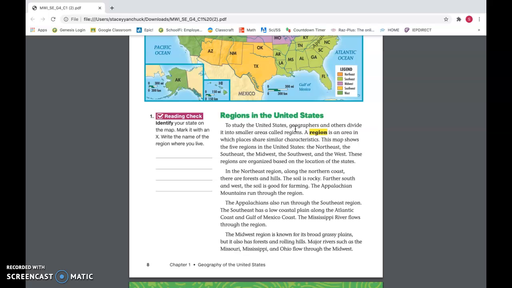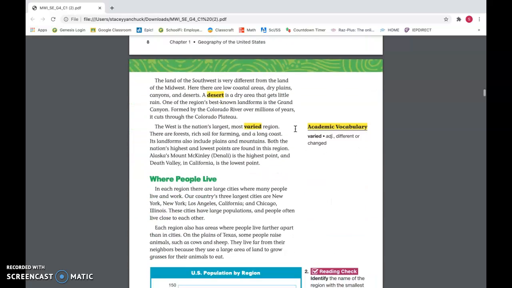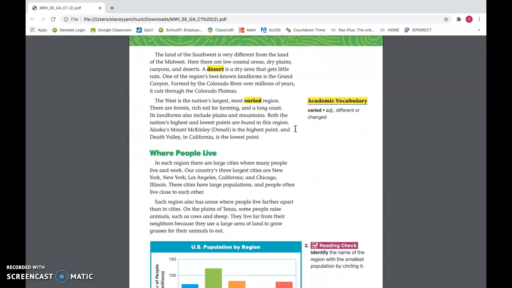The Midwest region is known for its broad, grassy plains, but also has forests and rolling hills. Major rivers such as the Missouri River and Ohio River flow through the Midwest. The land of the Southwest is very different from the land of the Midwest. Here, there are low coastal areas, dry plains, canyons, and deserts. A desert is a dry area that gets little rain. One of the region's best-known landforms is the Grand Canyon, formed by the Colorado River over millions of years as it cut through the Colorado Plateau. A lot of these things should sound quite familiar because we talked about landforms in science already.